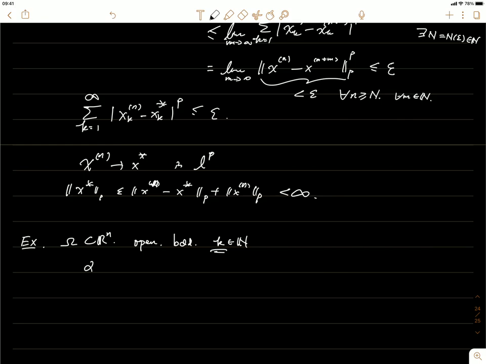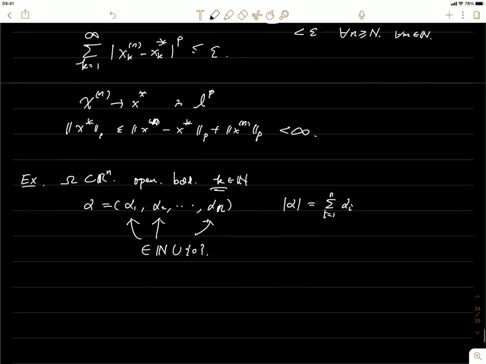So the multi-index alpha is alpha 1, alpha 2, through alpha n, and each one of them is a natural number or zero. So there are n of them. And I define the sum, denoted by the absolute value of alpha, as the sum of alpha i for i from 1 to n.